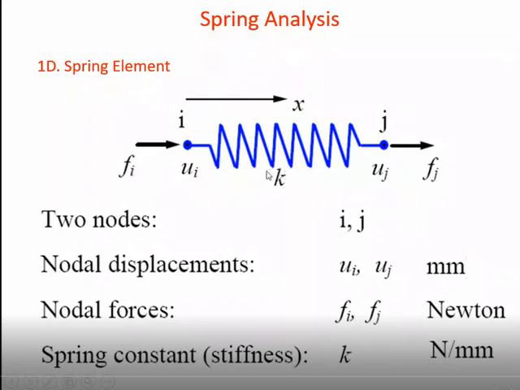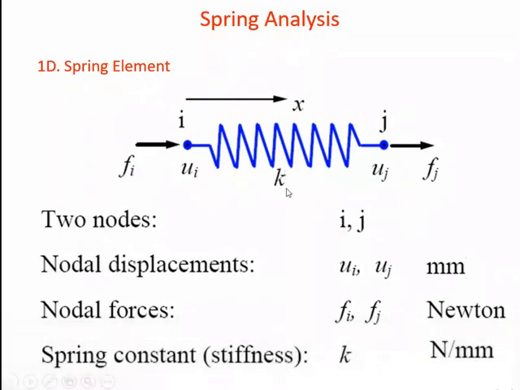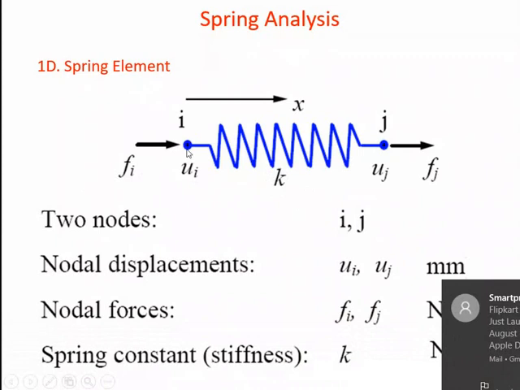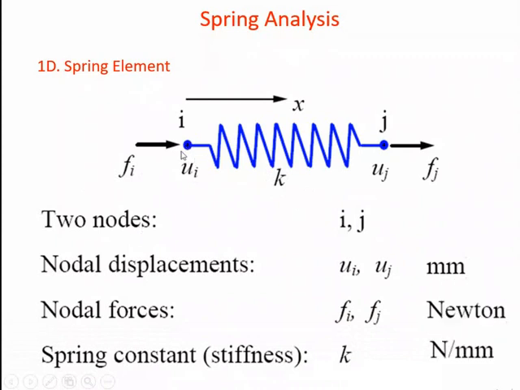This K is a property of the spring element. That means it is the stiffness of the spring, or a force per unit deformation for this spring. Now it has two nodes. One node is I and one node is J. Displacement at node I is Ui and displacement at node J is Uj. Force at node I is Fi and force at node J is Fj. These are the properties of the spring element. Now how can we write the finite element equation for the spring element, that we will discuss.